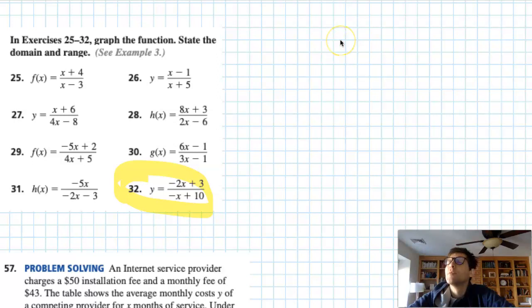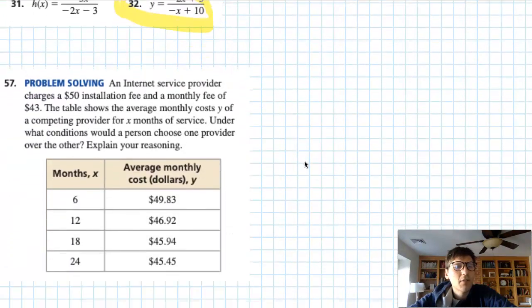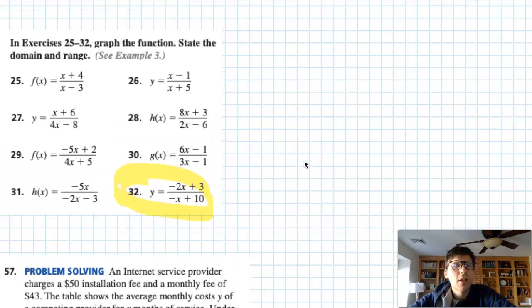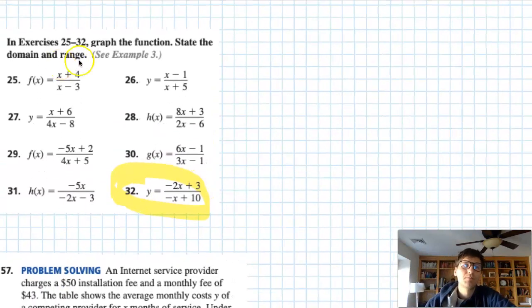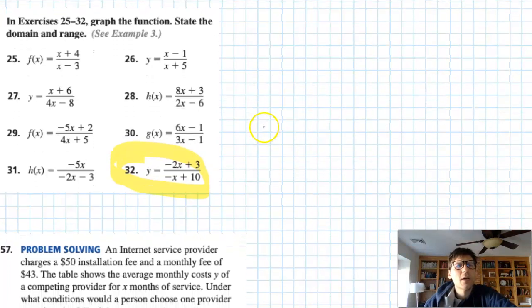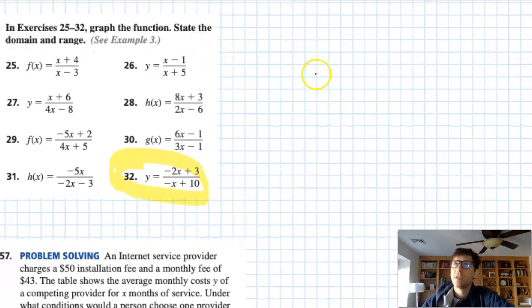Hey everybody, so from last Thursday's asynchronous, we got a bunch of questions, mostly on 32, 57, and 58. So I'd like to break those down quickly. And so 32 here was telling us to graph the function, then to state the domain and range.